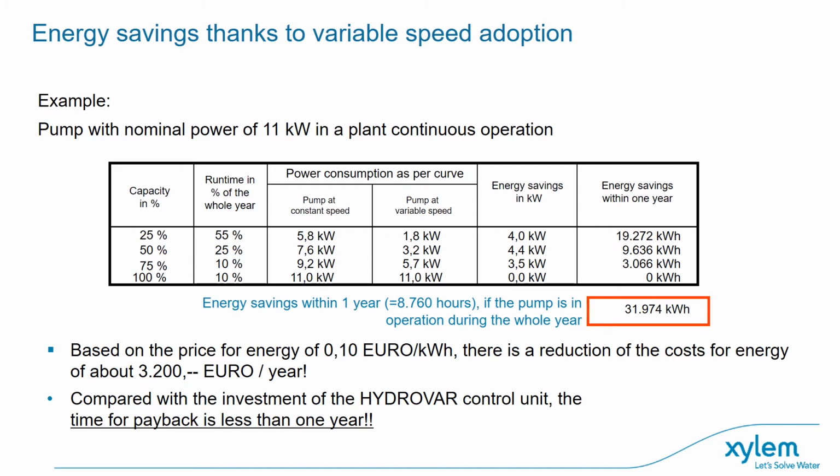So you can see over the period of a year, based on the country that was operating, we're paying 10 cents per kilowatt hour. There was a reduction in energy cost of 3,200 euros per year. So this was a significant energy saving just based on an 11 kilowatt motor. So the payback time on this installation was less than 1 year. So that was a good case story to get some capital investment to upgrade this plant from a fixed speed traditional pump to a variable speed driven installation.